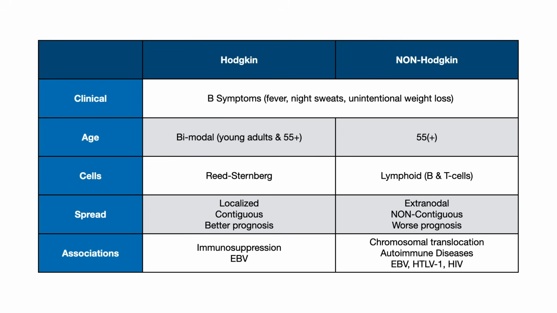So in age, Hodgkin lymphoma tends to be more bimodal, so young adults and those age 55 and older, whereas non-Hodgkin lymphoma, on your exam, it's very likely the patient will be 55 or older, but the risk increases with age. The cells we already talked about, really high yield to know that Hodgkin, you see Reed-Sternberg cells, non-Hodgkin, you see lymphoid cells.